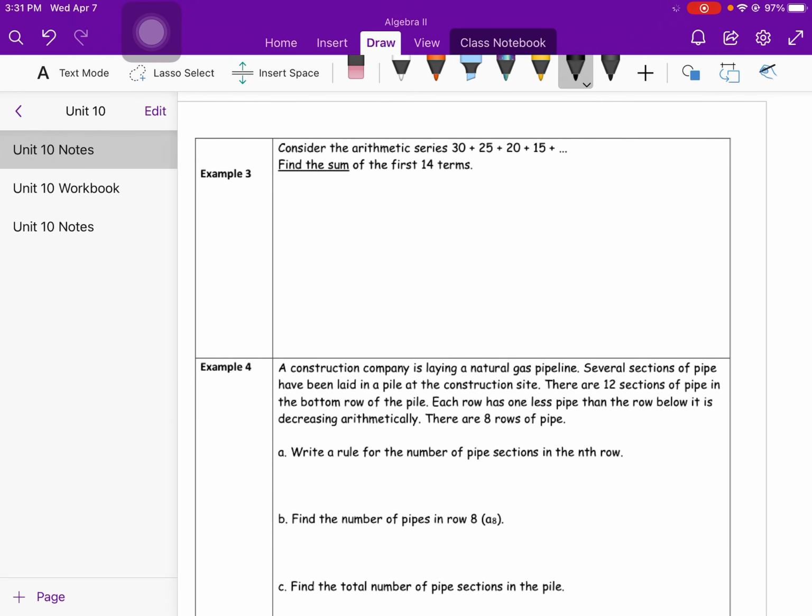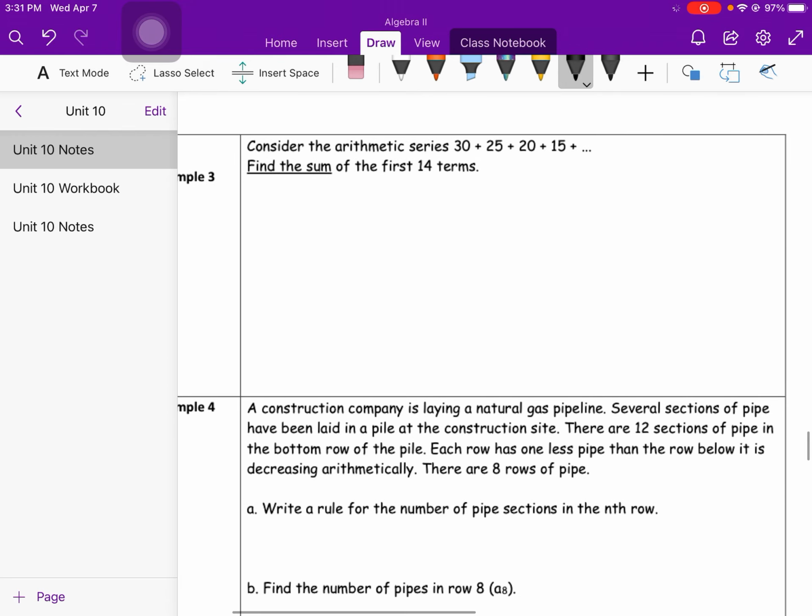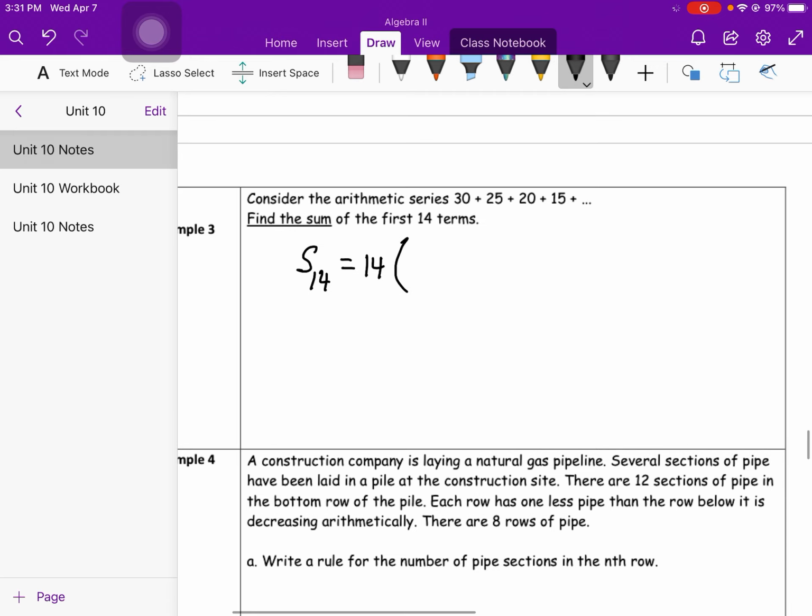Consider the arithmetic series 30 plus 25 plus 20 plus 15 plus... And then it says find the sum of the first 14 terms. So when we want to find the sum, again, we're using that same formula. S of 14 equals, 14 is the n value. I should probably rewrite this just so we see it again. S of n equals n times (a of 1 plus a of n) divided by 2.